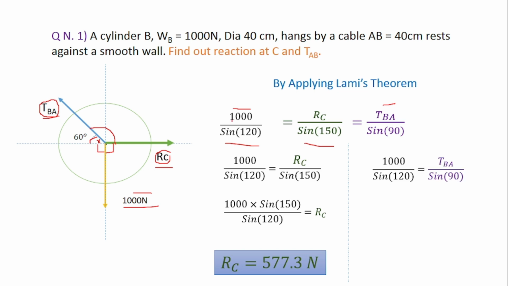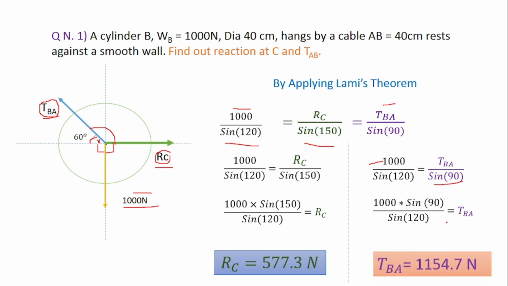Now we'll compare 1000 divided by sine 120 is equal to TBA divided by sine 90. To calculate the value of TBA, the tension in BA, we should multiply sine 90 to the 1000. So it becomes 1000 into sine 90 divided by sine of 120, which is equal to TBA. Now calculate the value of TBA. So TBA is equal to 1154.7 Newton. In this way we can solve this numerical by applying Lami's theorem.